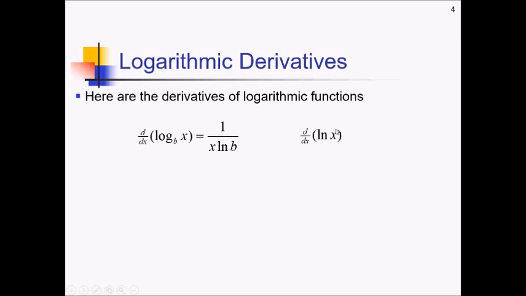Pause the video, give it a shot. All right, so this is log base e. So we're going to have 1 over x times the ln of e. Well, what's the ln of e? It's just 1. So this just ends up being 1 over x, which is kind of nice.